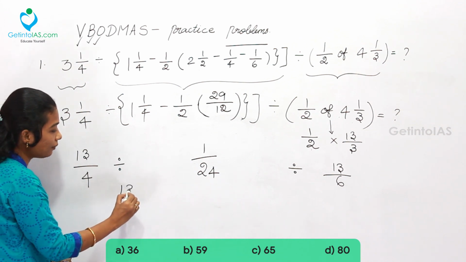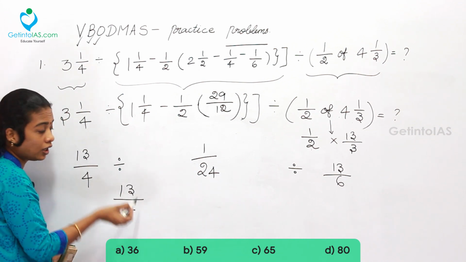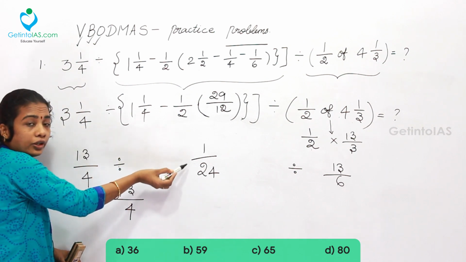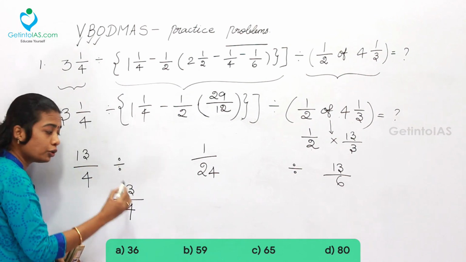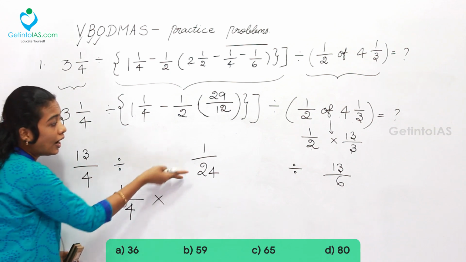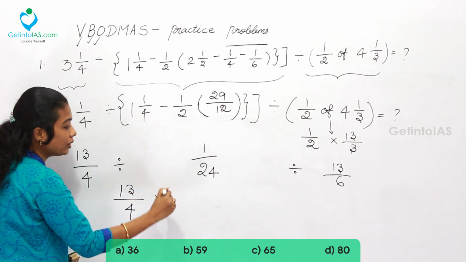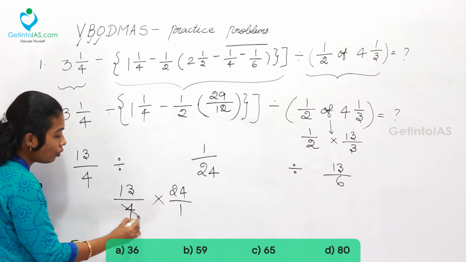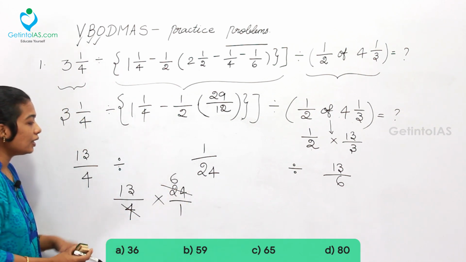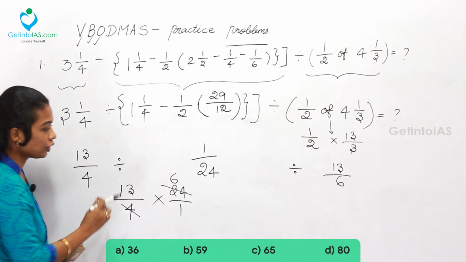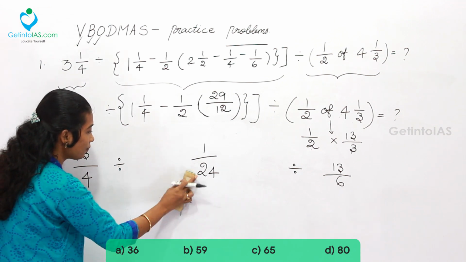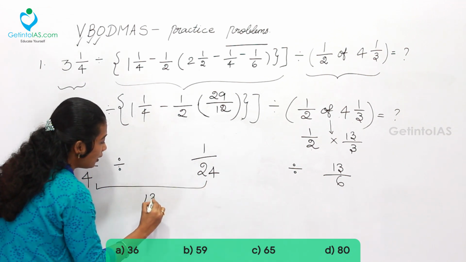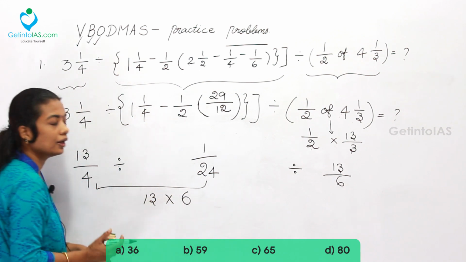So here 13 by 4. Division means whenever you are coming across any fraction value to be divided, take multiplication and take the reciprocal of the value, that is 24 by 1 to be taken. So here 4 and 24 cancel, 13 into 6 we got. So this part is said to be 13 into 6. Let it be.